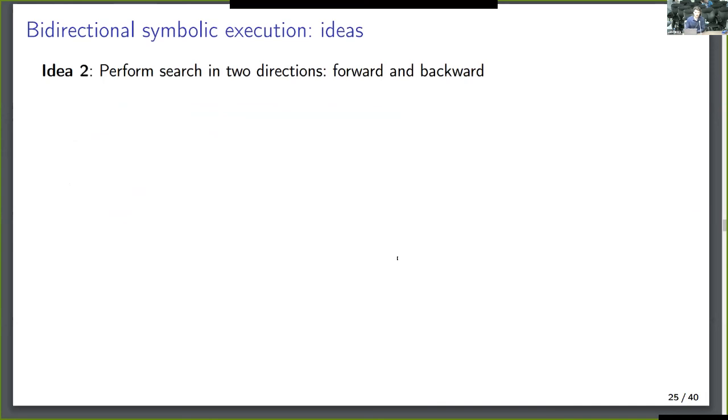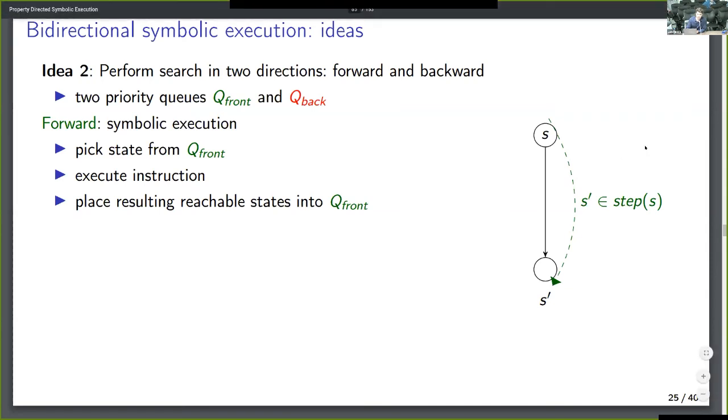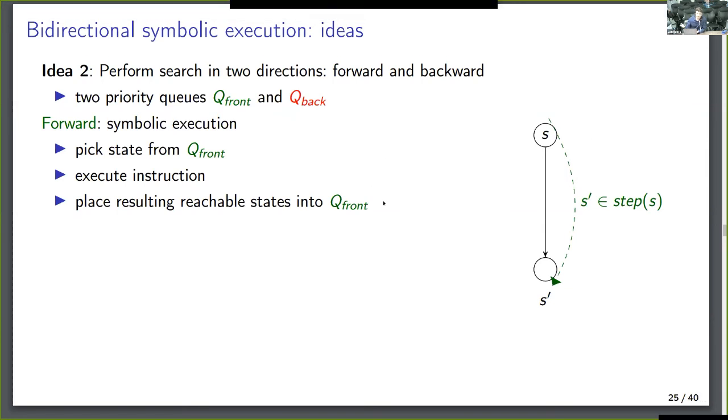And the second core idea is to perform the search in two directions, forward and backward. So now we have two queues, queue front and queue back, instead of one queue, and perform two steps. The forward step is just the regular symbolic execution. So if we have picked some state from queue front, we might execute this instruction. Of course, the state might fork, and we place the result of each fork after checking its satisfiability, like in regular symbolic execution.